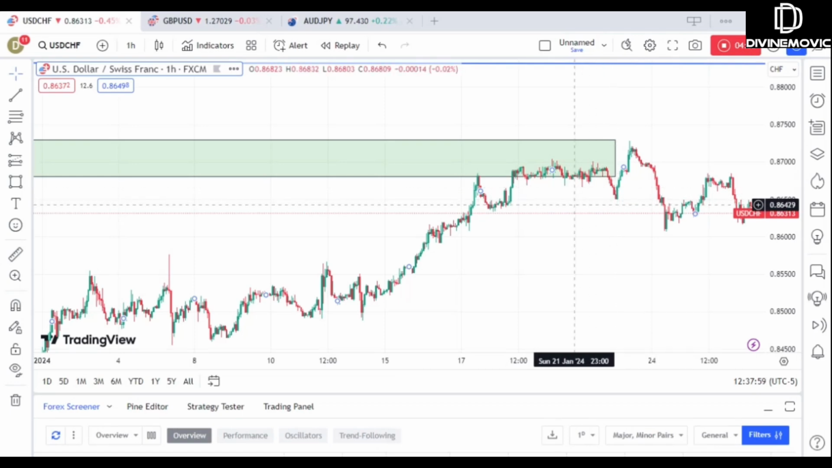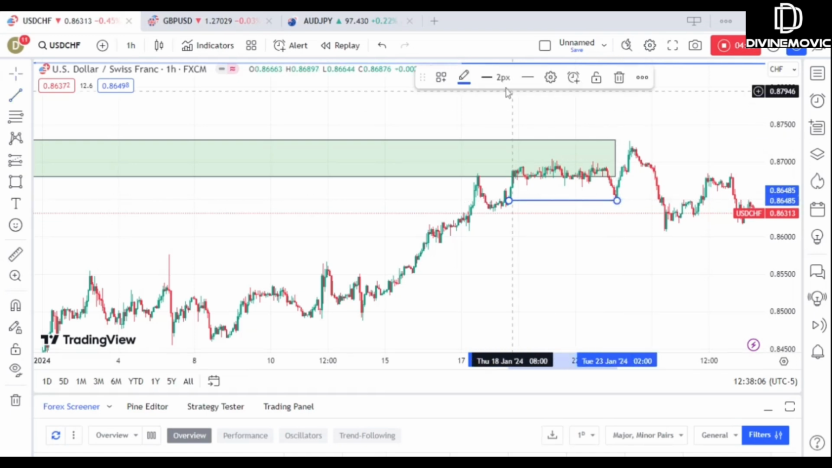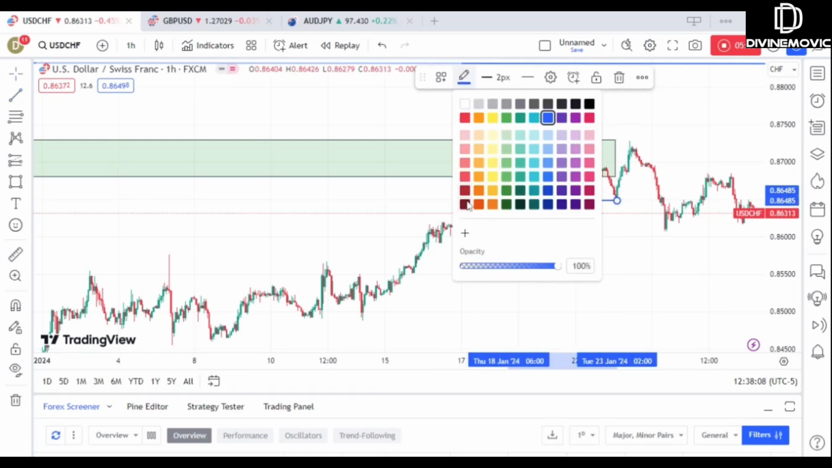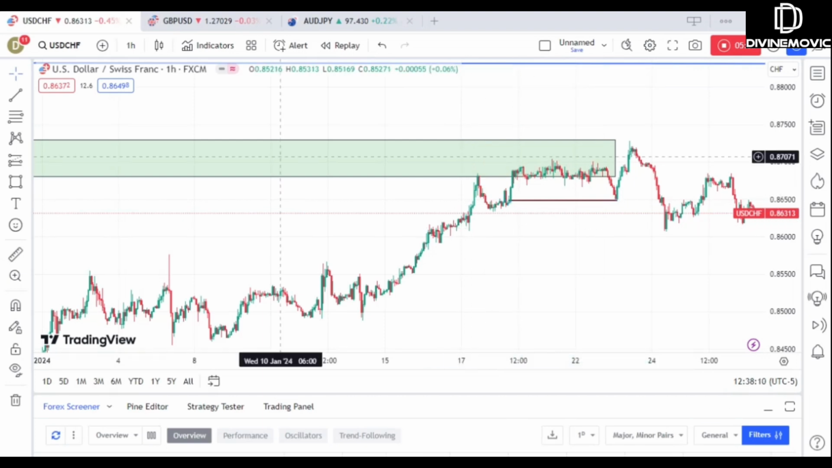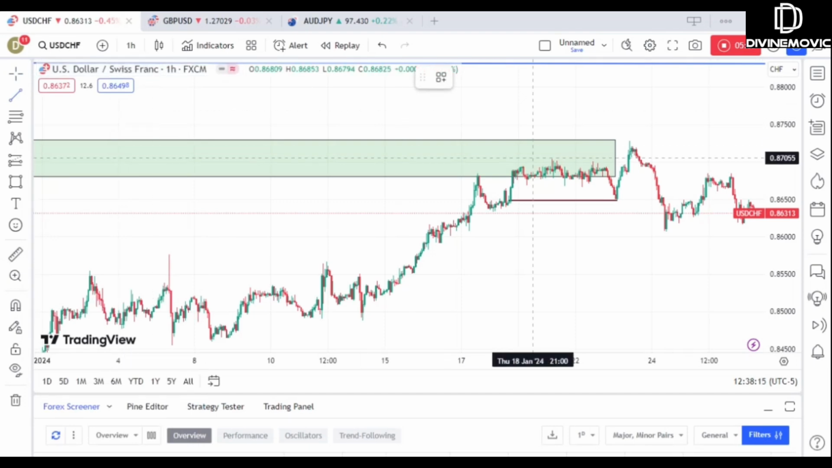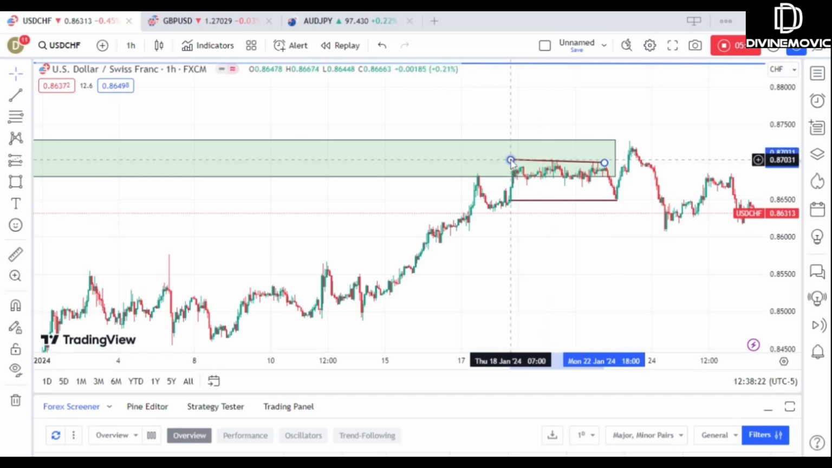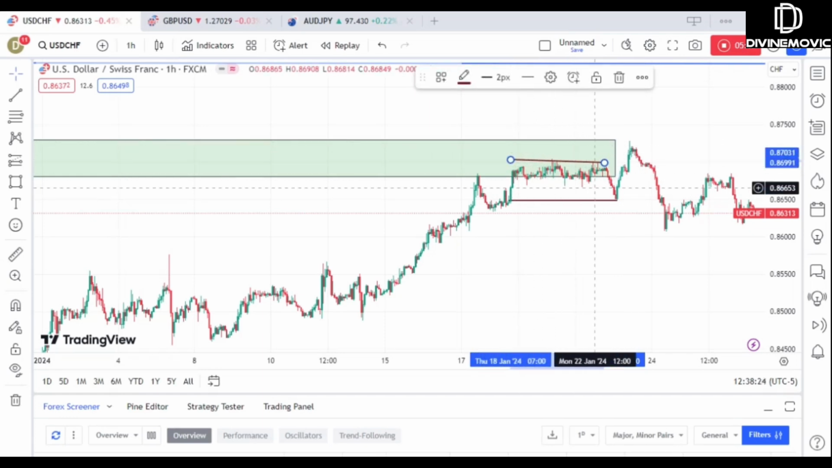Price first of all created liquidity at this place here, and as well liquidity at this zone here. All these equal highs here were liquidity, and the stop losses were already resting above these areas here. There was a lot of stop loss above this area here, and what you can clearly see is that price first of all swept out the liquidity, taking out all the stop losses resting above this area here.